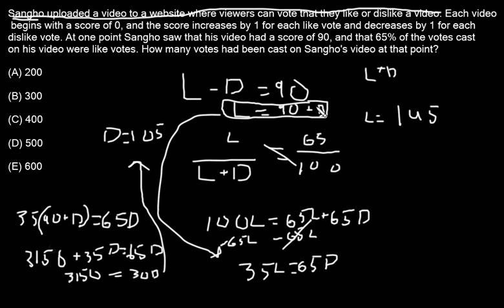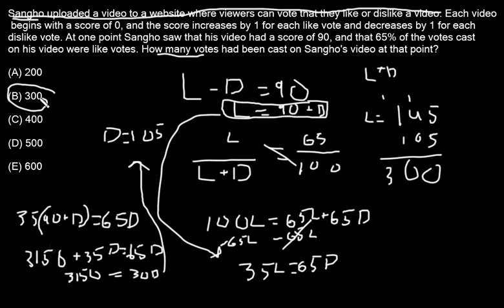And we don't stop here, because we want to see how many votes in total, which is likes plus dislikes. So our dislikes is 105, our likes is 195. So we're going to add these two up, and that'll equal 300 votes in total. 300, and we have 300 right here.